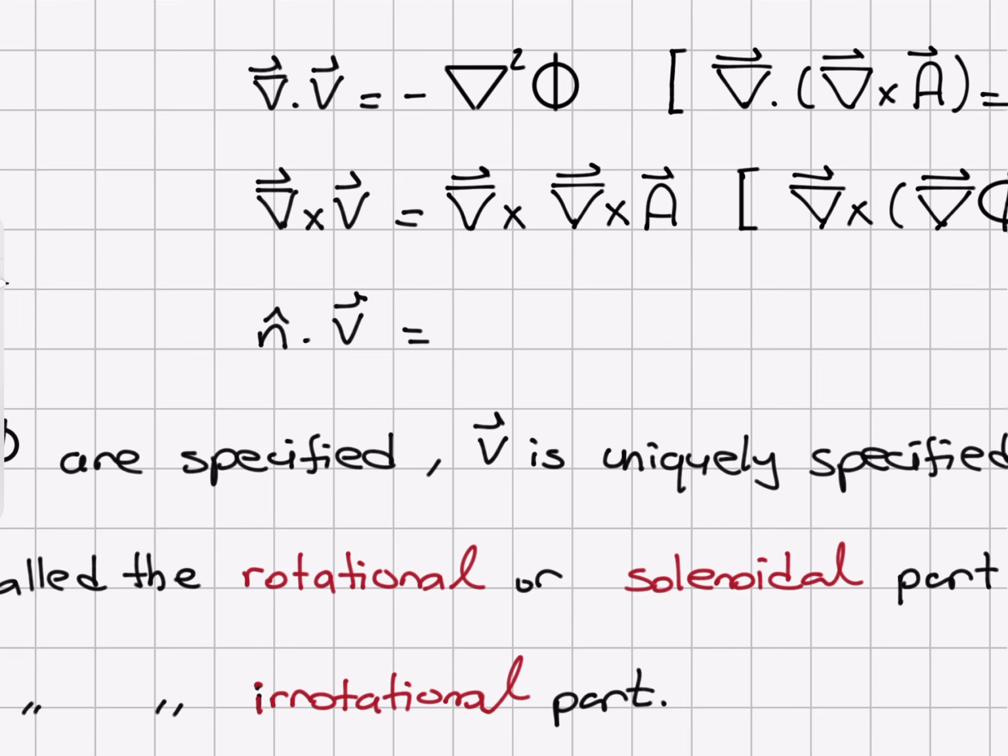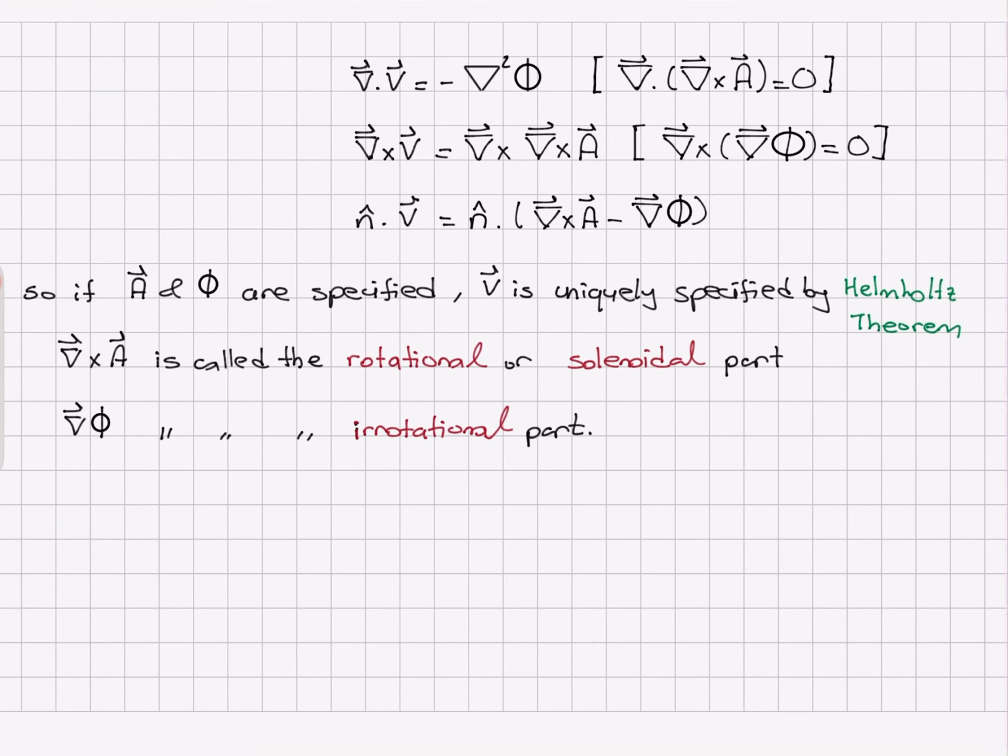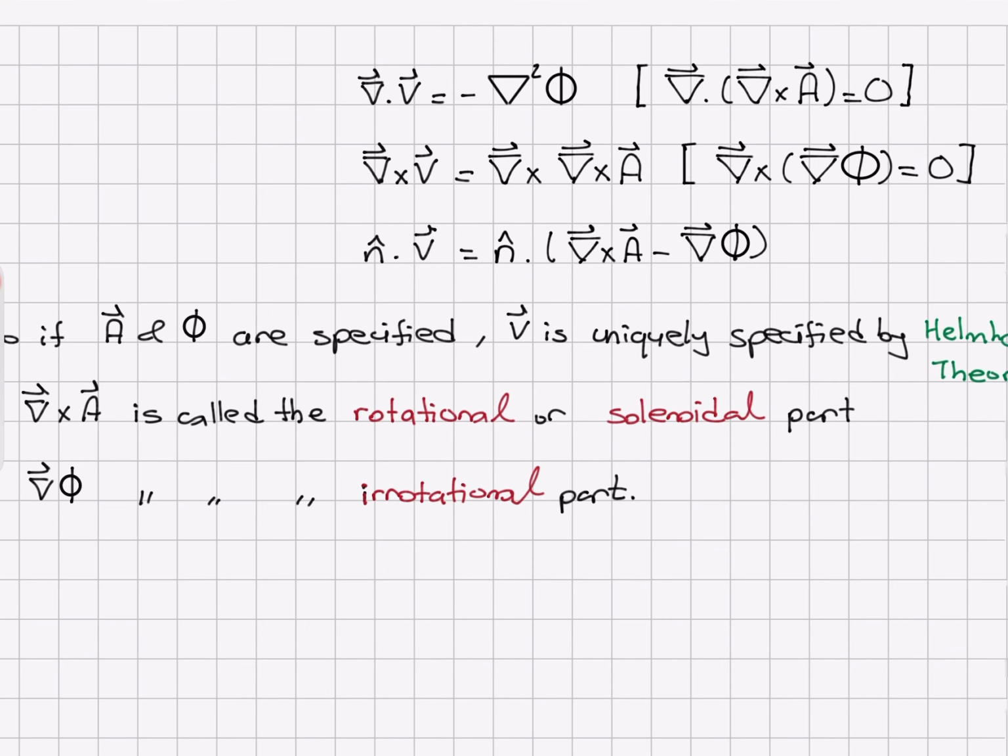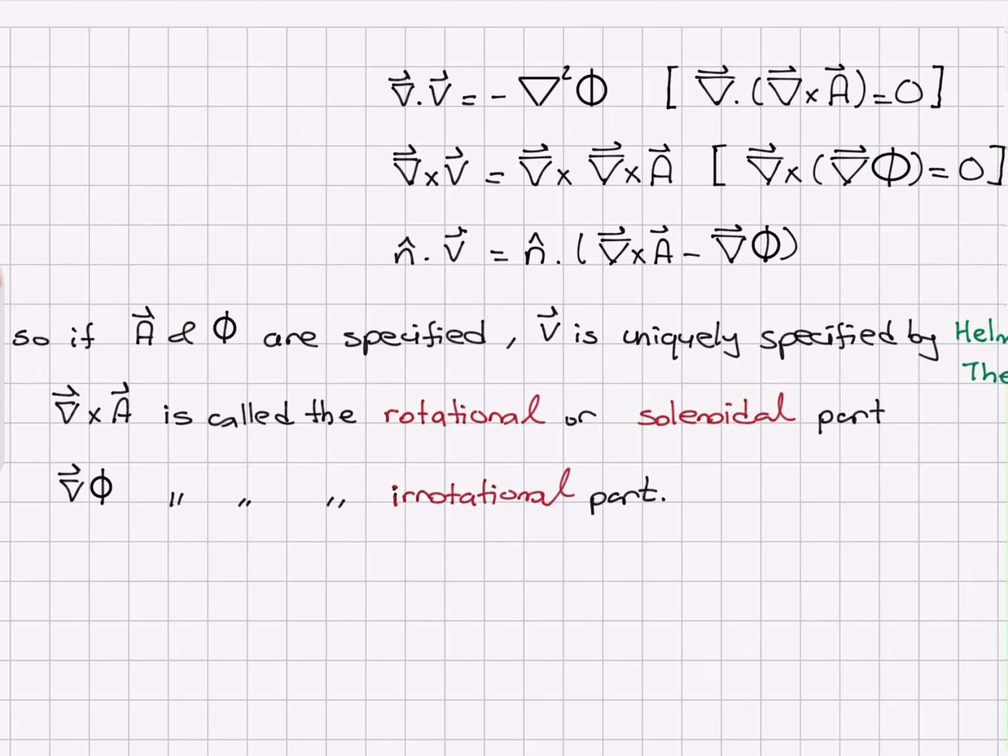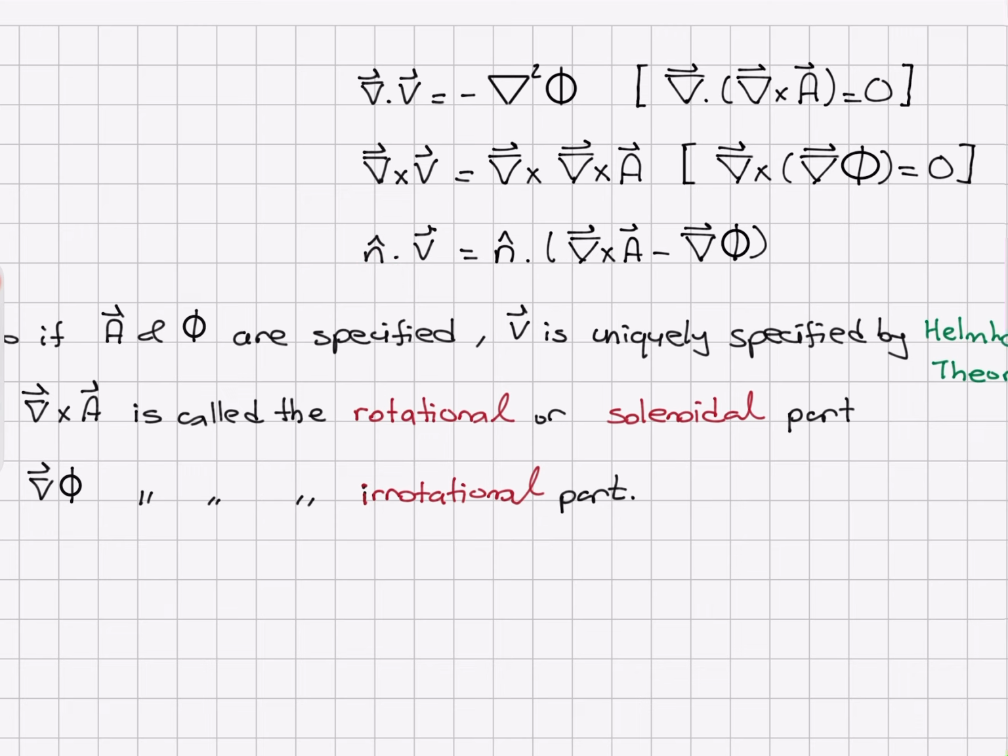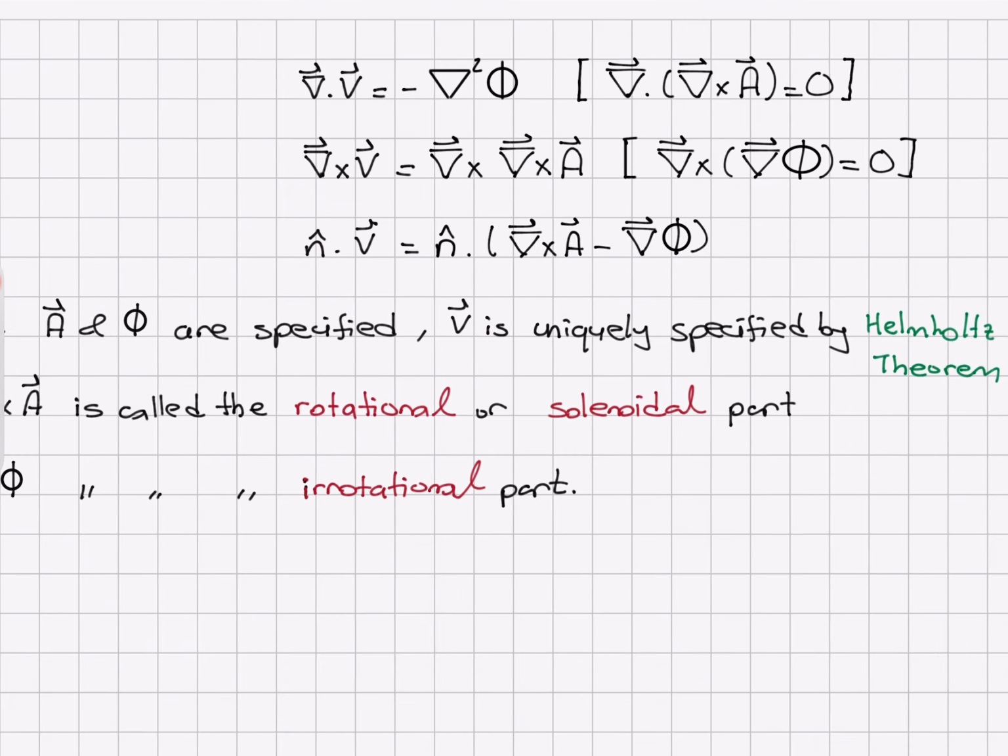On the other hand, if I take the normal component of this vector, it will be n hat dot product with curl of a vector potential minus the gradient of a scalar potential, gradient phi. So what does this imply? If you have a vector potential A and scalar potential phi specified, then because n hat dot V is also written this way, the vector field V is uniquely specified by Helmholtz theorem.